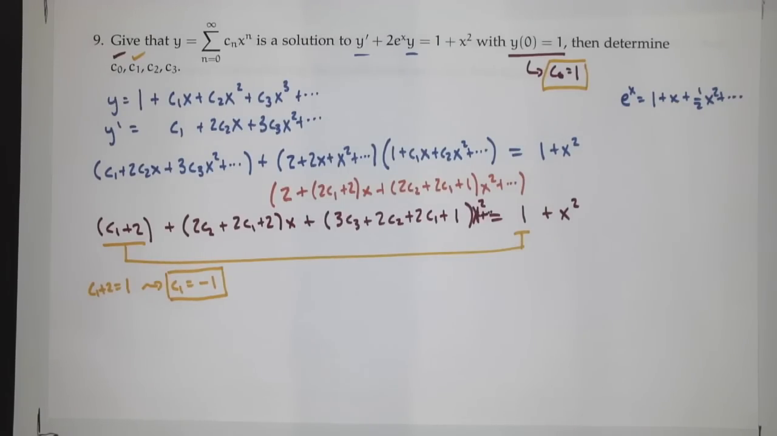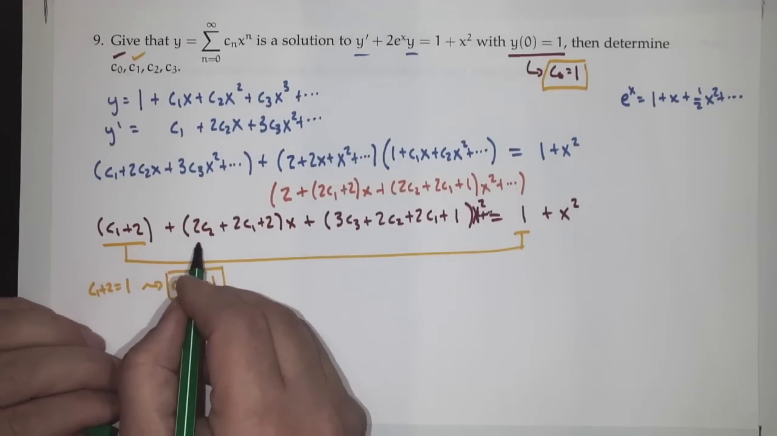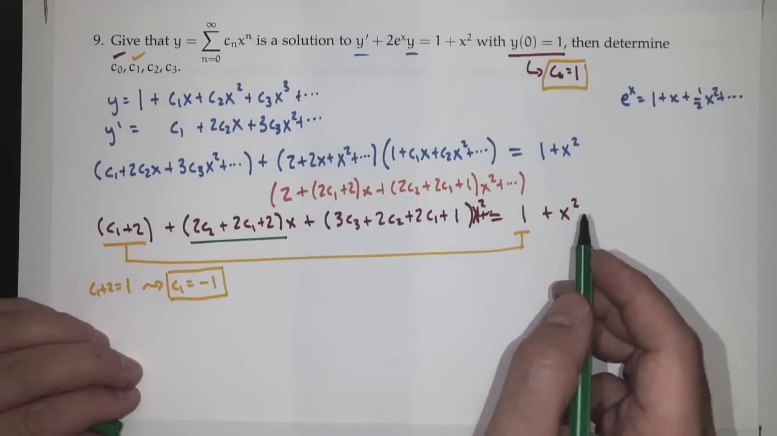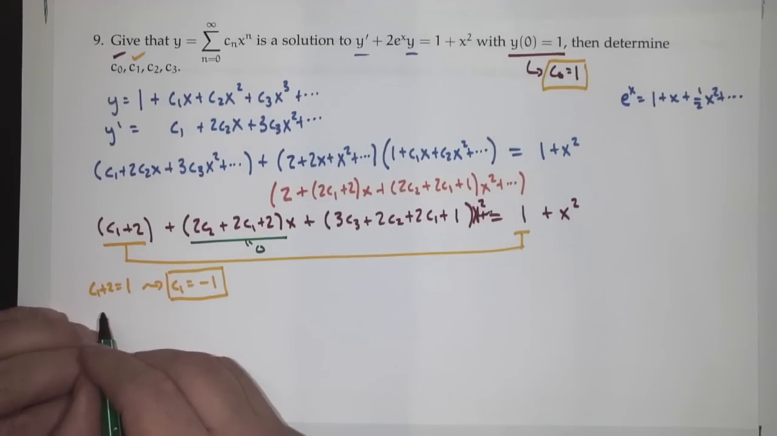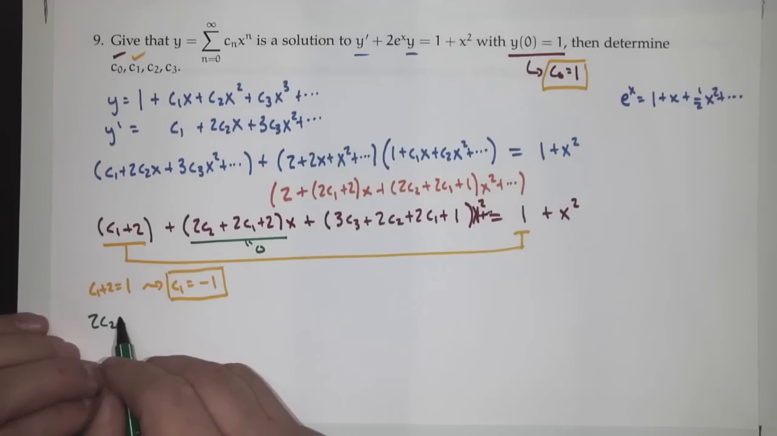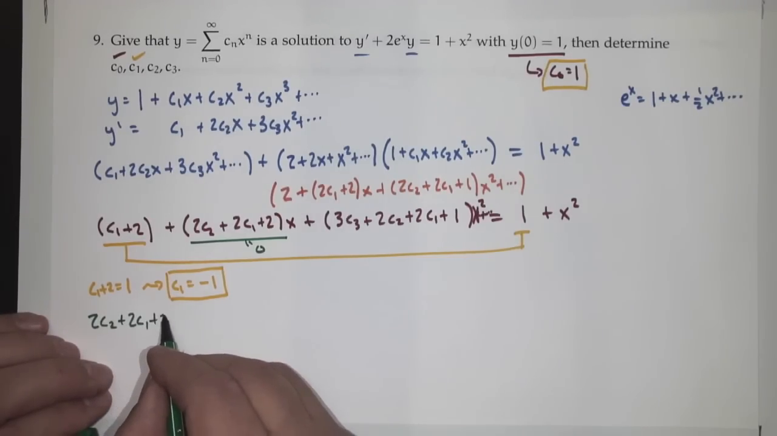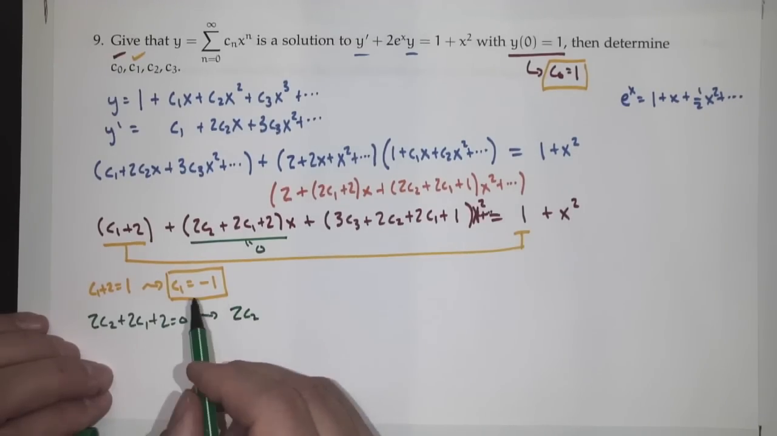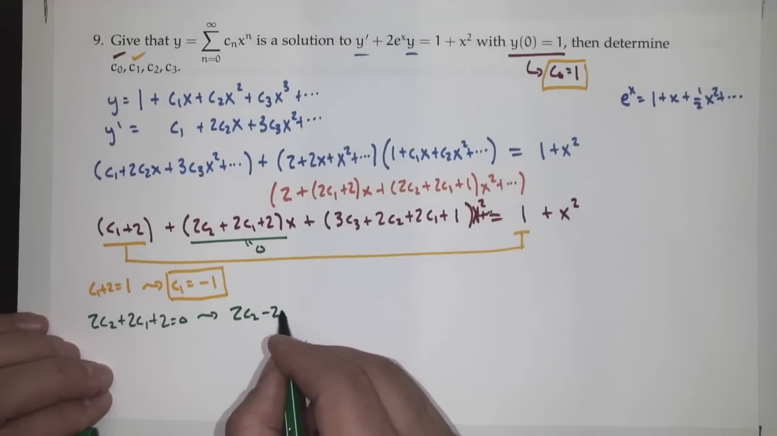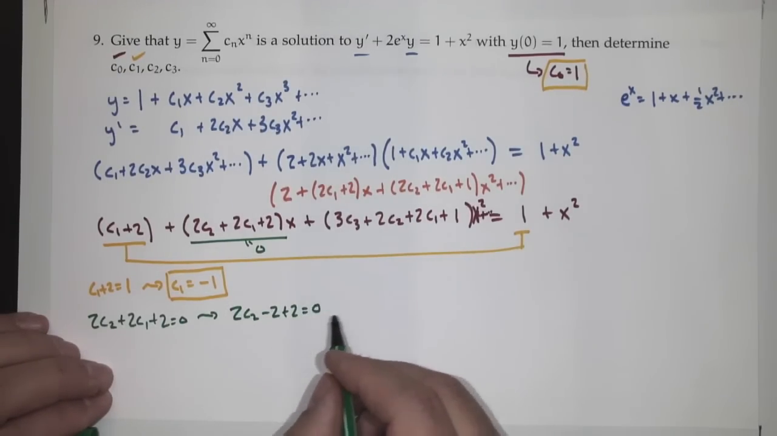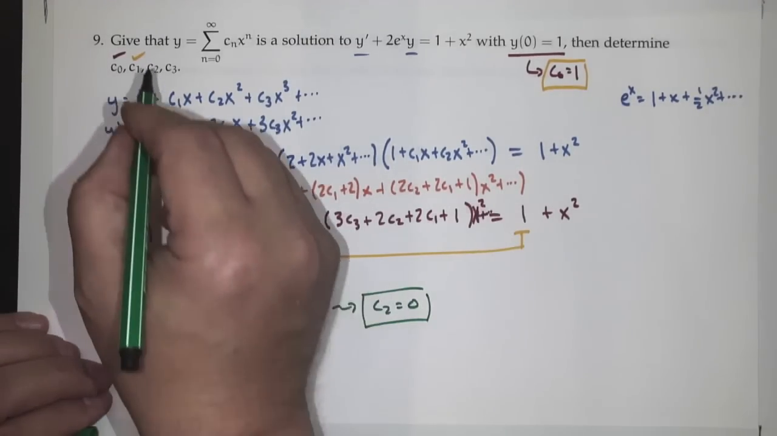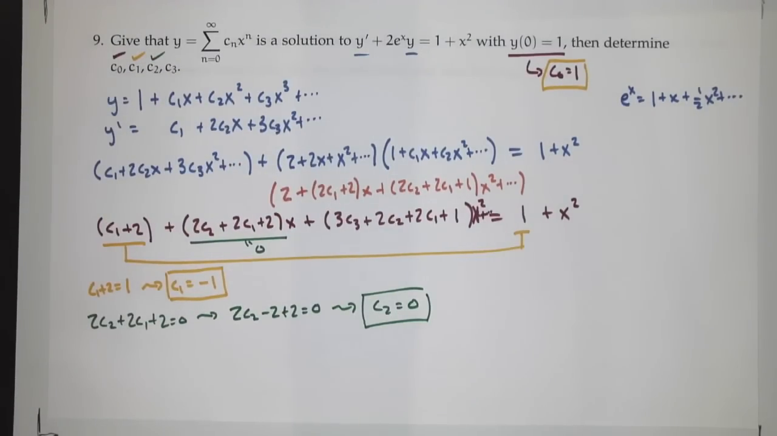All right. Now, let's go to our x term. Our x term has to match. But wait, what is the x term over here? 0. So we get that 2C2 plus 2C1 plus 2 equals 0. But wait, we already know things. That's 2C2. C1 is -1, which is -2 plus 2 equals 0. So what is C2? C2 is 0. And another one bites the dust.